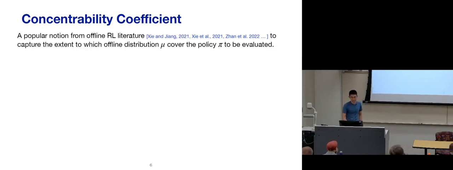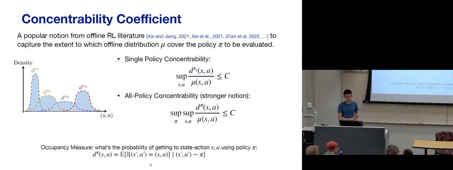concentrability coefficient. This concentrability coefficient is a popular notion in a lot of previous RL literature, and this captures how much this offline distribution mu covers the policy pi to be evaluated. This is defined to be the supremum over the density ratios of the state action pairs. We usually consider two possible concentrability coefficients.